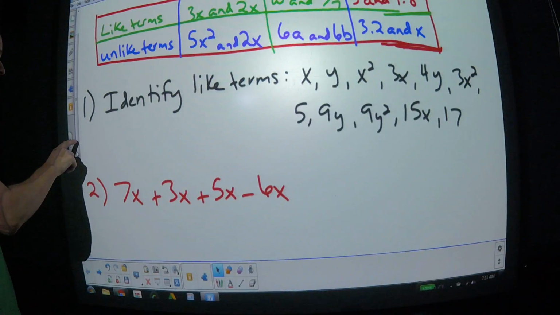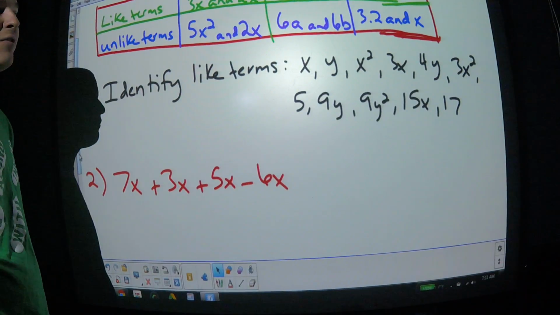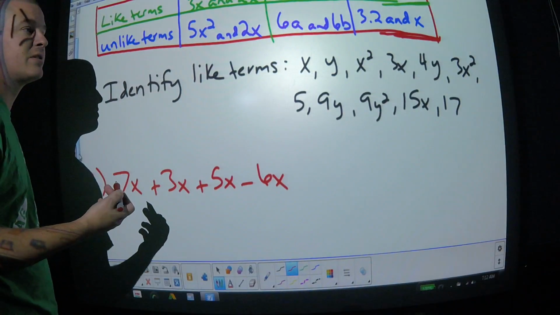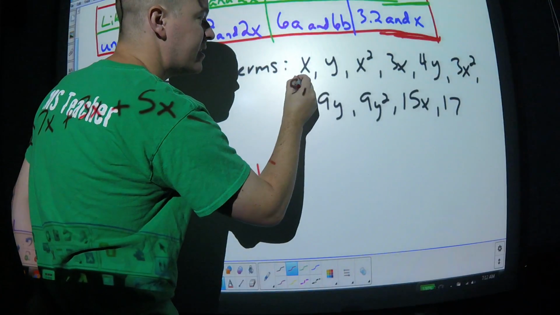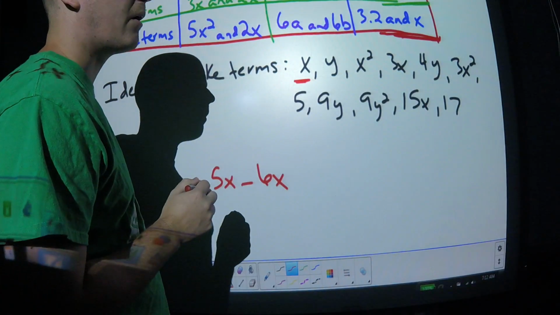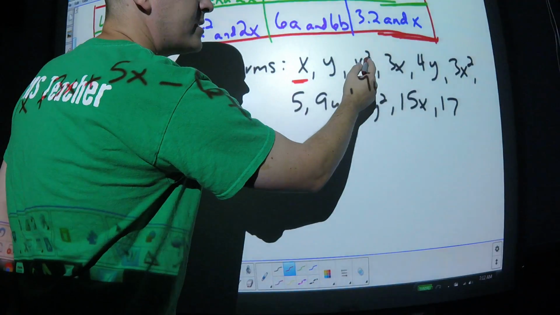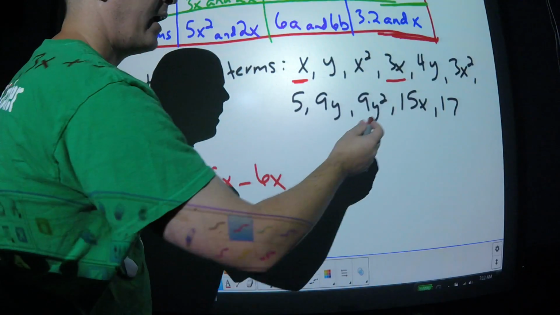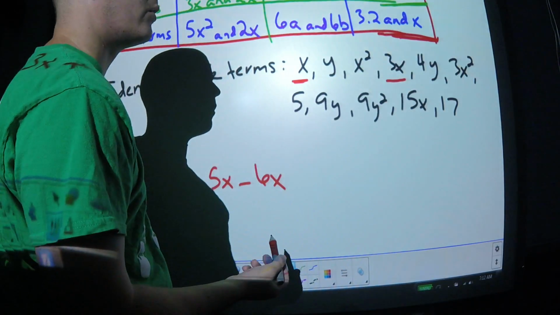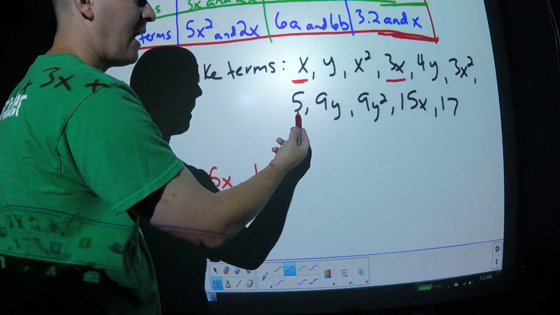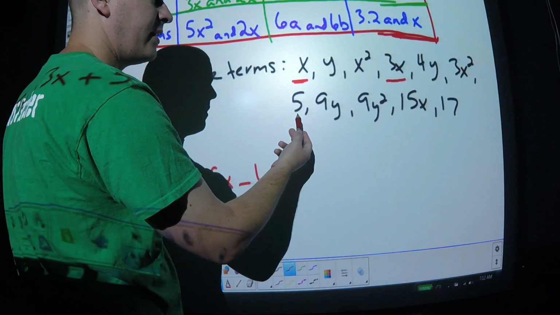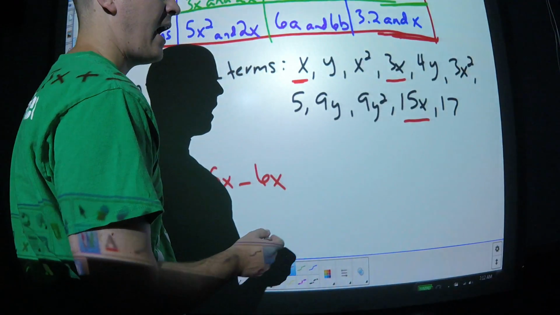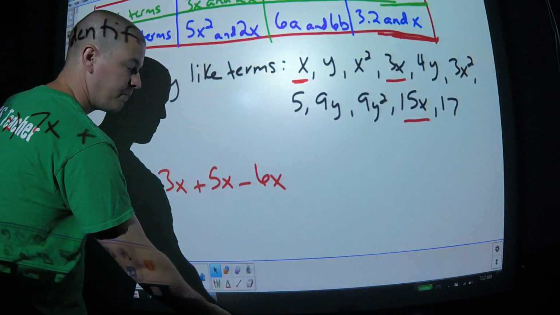Okay? So looking at number 1, you are supposed to identify like terms. I'm going to identify them with different colors. Looking at the x's, I'm going to underline with a red bar. Here's another x, but it's raised to the second power, so it's not the same as that one. So 3x. Y's are different letters, so that doesn't work. 5 is a constant, so no variables attached to it, so it's not an x. Then you have 15x, and that's it as far as the x's go.